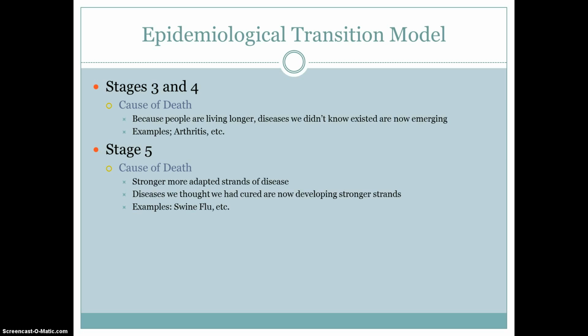When we look at stage 5, the causes of death are stronger, more adapted strains of disease beginning to emerge. Because as many scientists have shown, when a virus fails at its intended job, just like humans, a virus will adapt and will become stronger and develop stronger strains in order to do its job of taking over our cells. And these are diseases we thought we had cured a long time ago, but are now developing stronger strains and are now coming to get us again. An example of this is the swine flu.